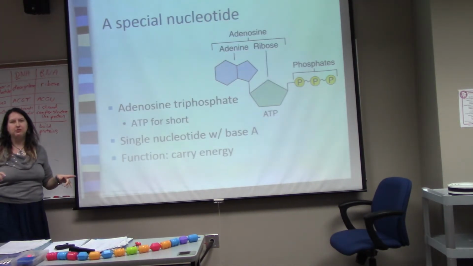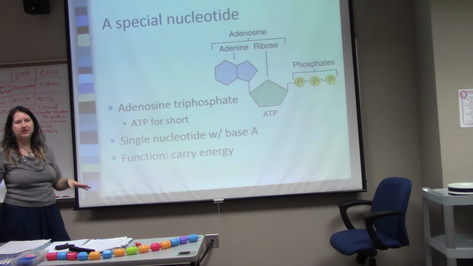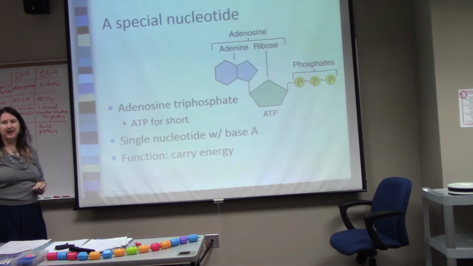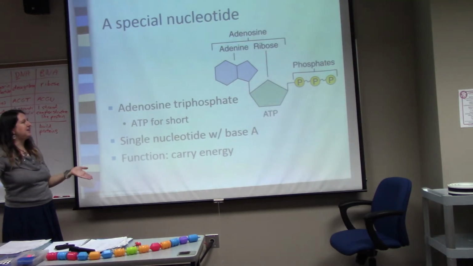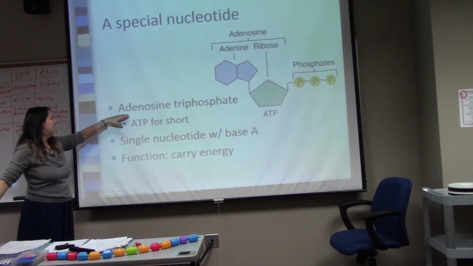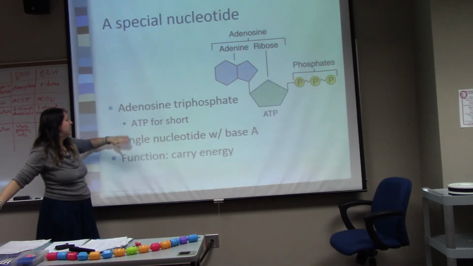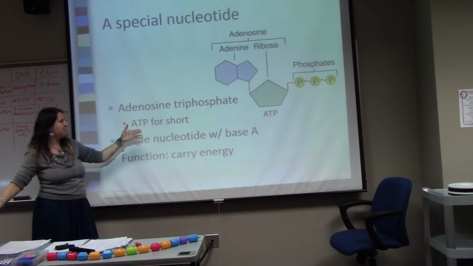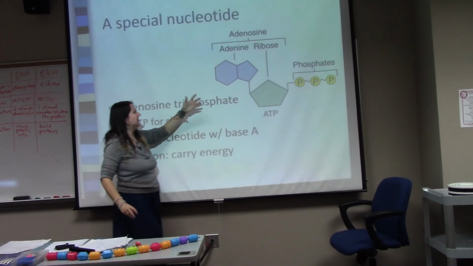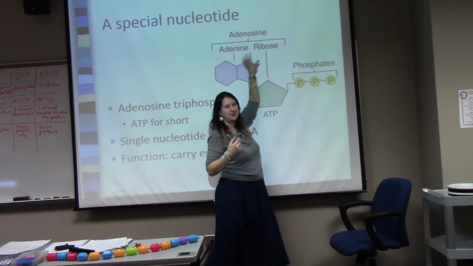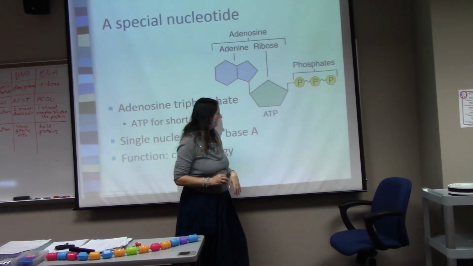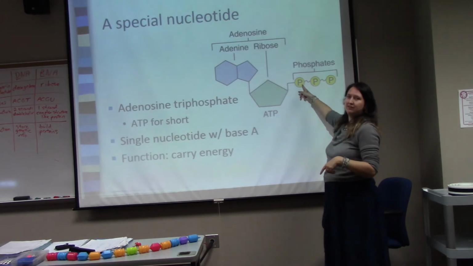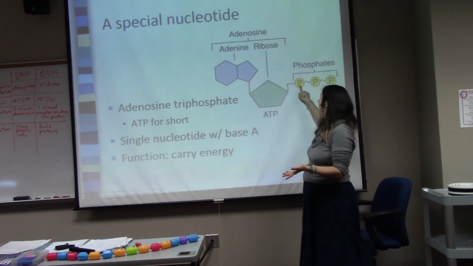Now there is one nucleotide that has a job all on its own rather than just being combined into DNA and RNA. That's called ATP, which stands for adenosine triphosphate. So the aden part tells you that the base in it is A, adenine. The osine is that it's attached to a sugar. Triphosphate, instead of the one phosphate that nucleotides have, it's got 3.